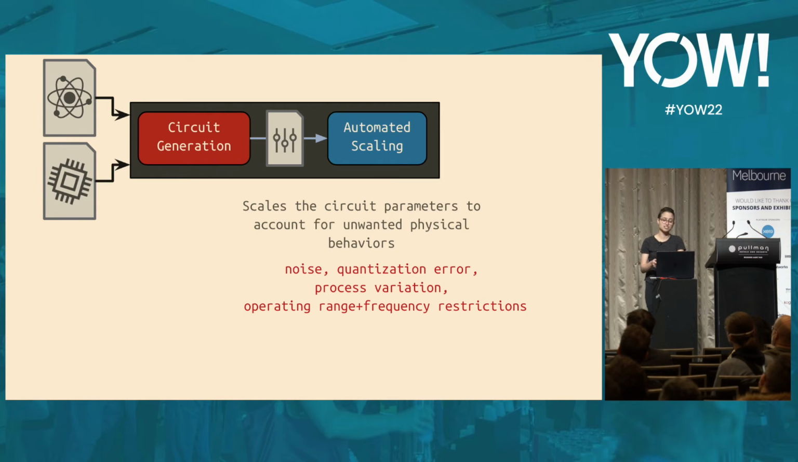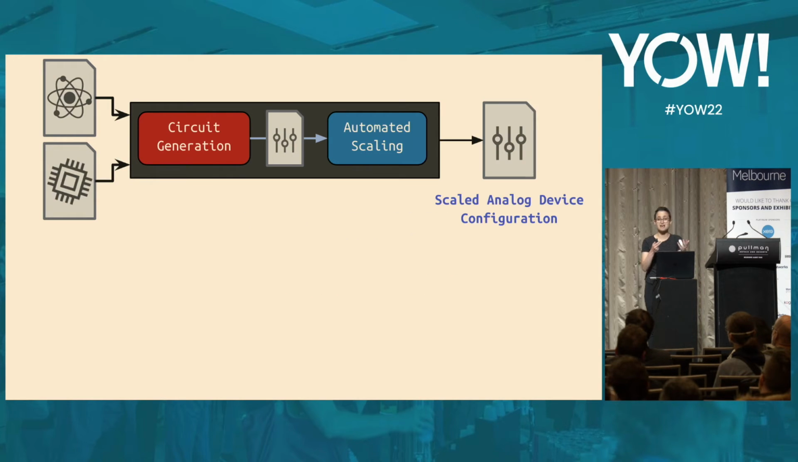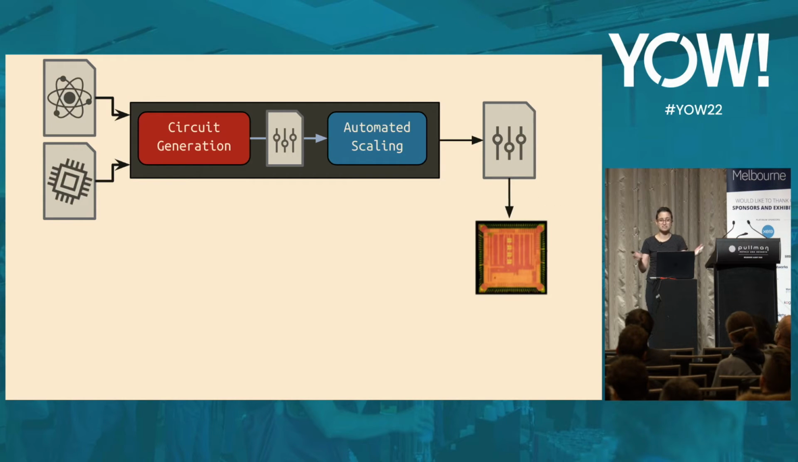The second part of compilation changes the circuit to account for unwanted physical behaviors. This is the part of the compilation process that is going to deal with noise, quantization error, process variation, and operating range and frequency restrictions. And then the output of the scaling procedure is a scaled analog device configuration which we can then write to the hardware, and we're off to the races.